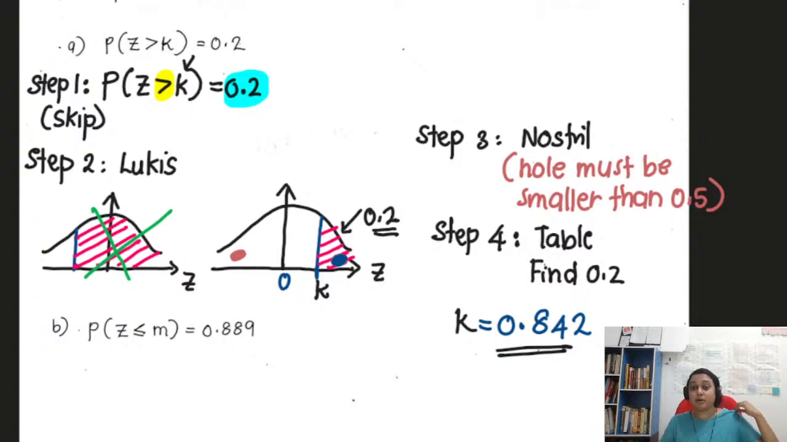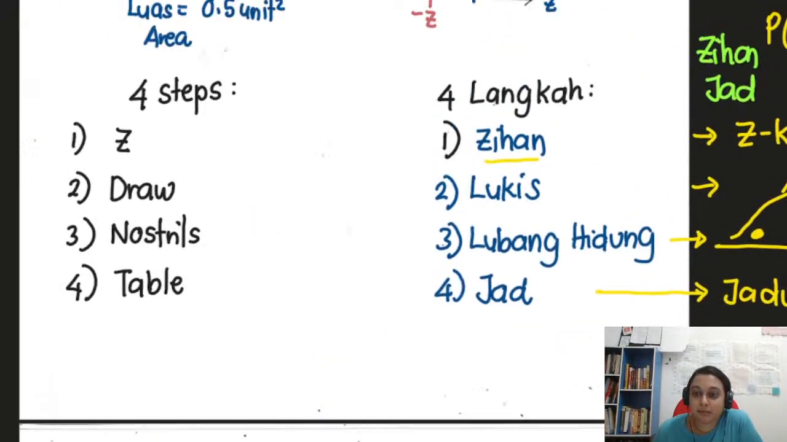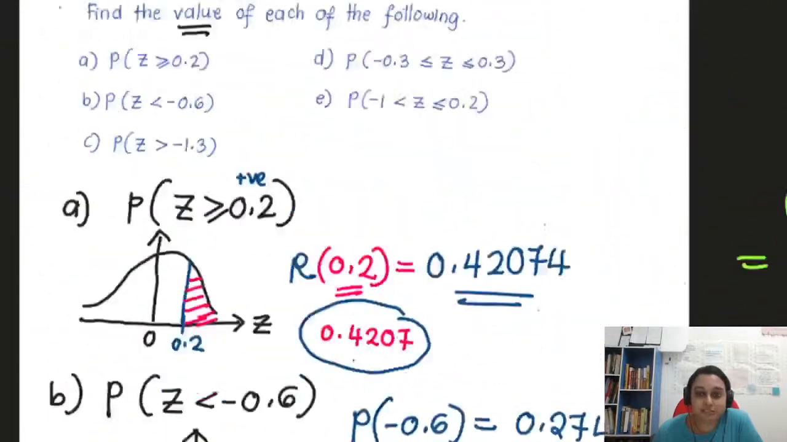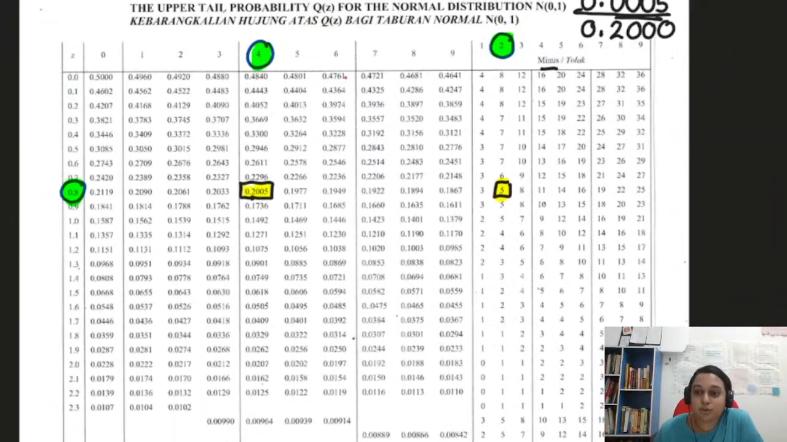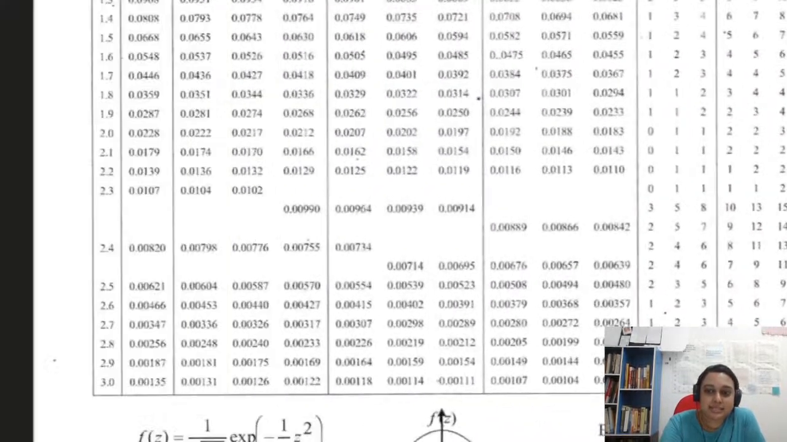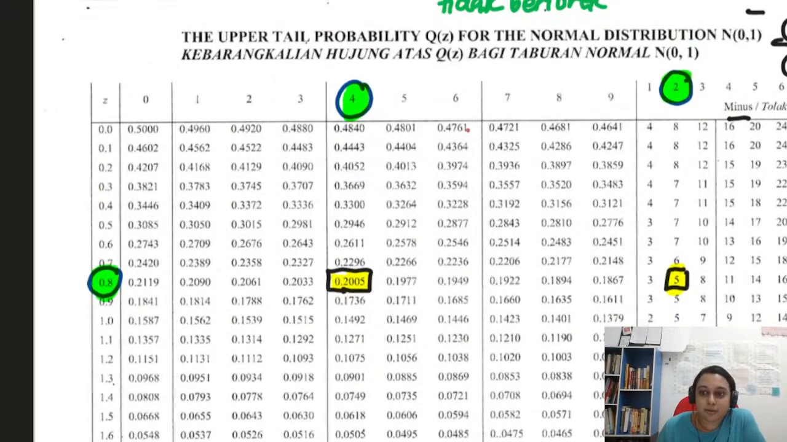Repeat which part? How to calculate? The tolak, is it? Okay, going back up, we are actually finding 0.2, isn't it? Kita nak cari 0.2, right? Okay, so the closest that we can see is this 0.2005. This is the paling dekat. Tapi we don't want the 5, isn't it? So you minus the number 5 behind.